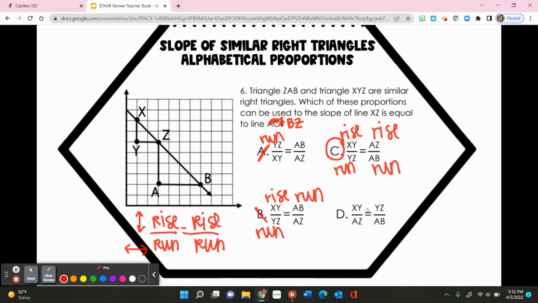Now, looking at D, we could have automatically crossed D out because if you see here, they are mixing up the line segments and the triangles. XY belongs to a smaller triangle, and AZ is the line segment for a larger triangle. And we should not be mixing together a small triangle and a large triangle. So it should be the smaller triangle equals the larger triangle. So that concludes all about slope.